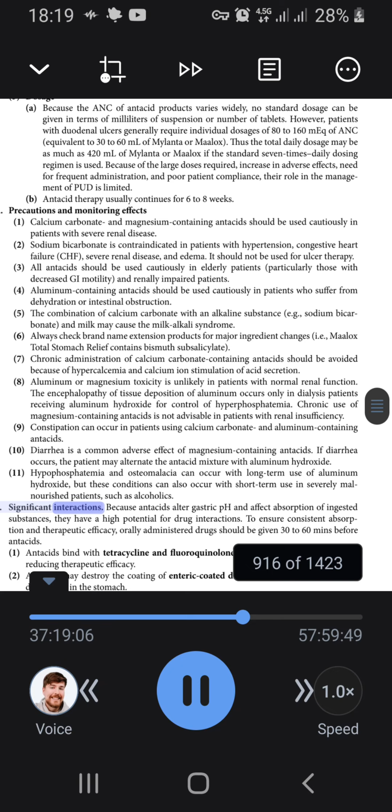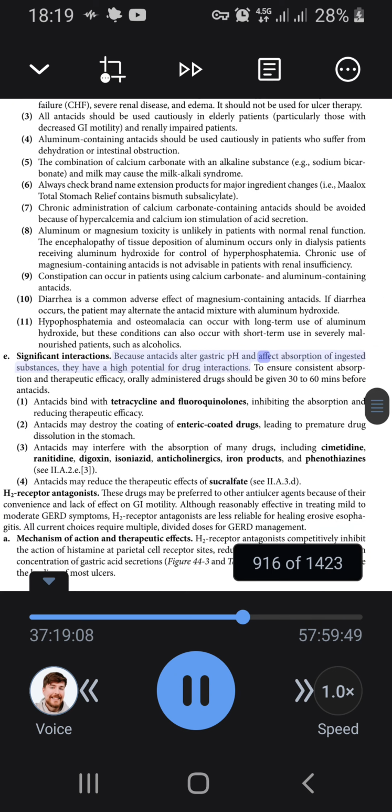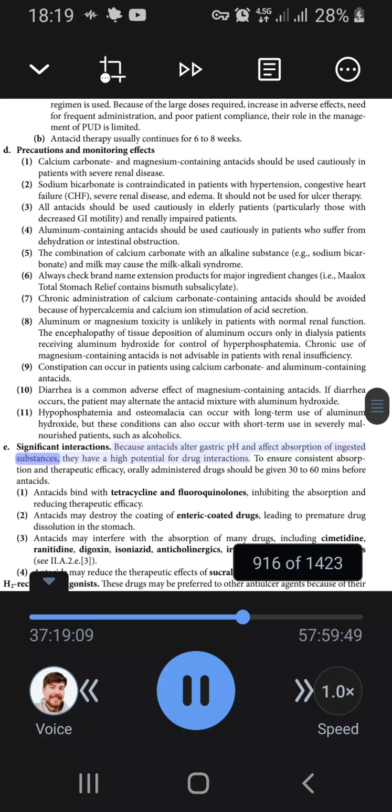Significant interactions. Because antacids alter gastric pH and affect absorption of ingested substances, they have a high potential for drug interactions. To ensure consistent absorption and therapeutic efficacy, orally administered drugs should be given 30 to 60 minutes before antacids.